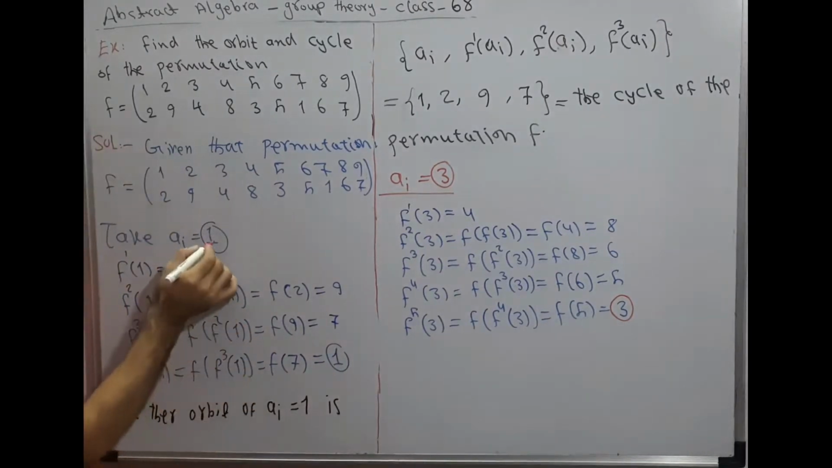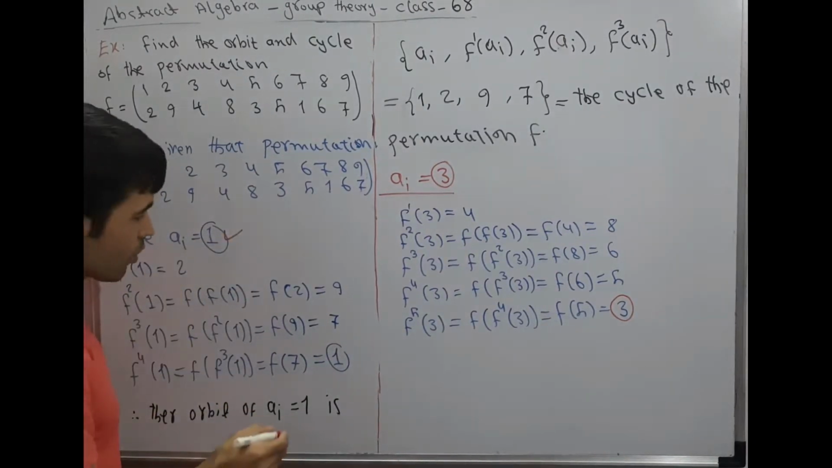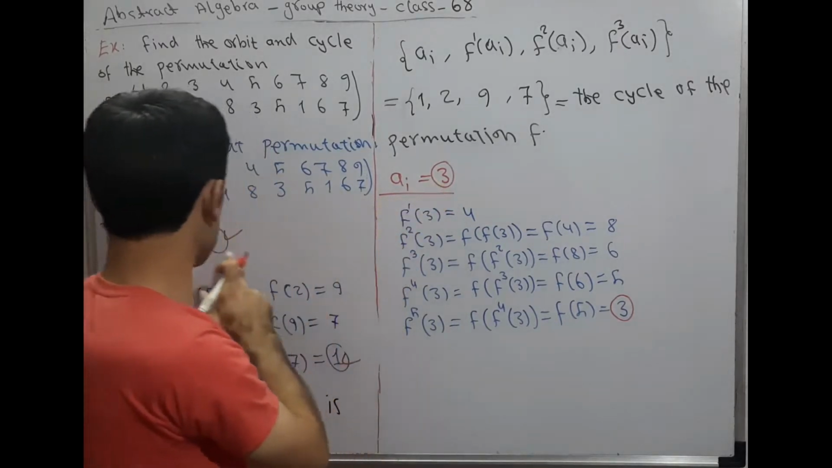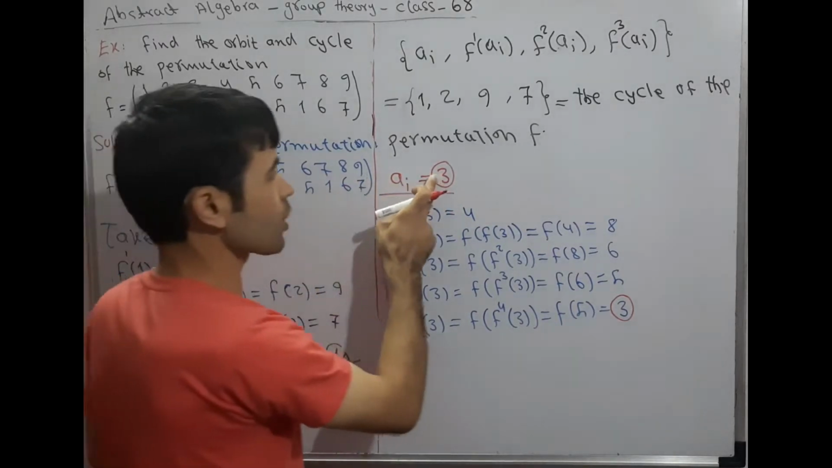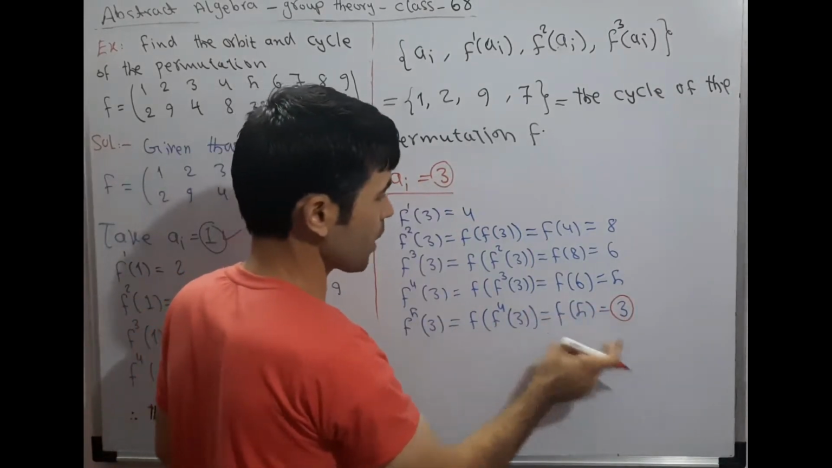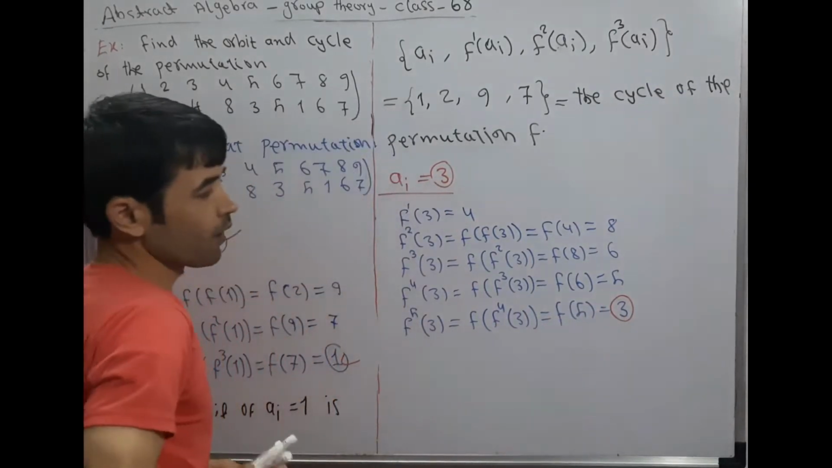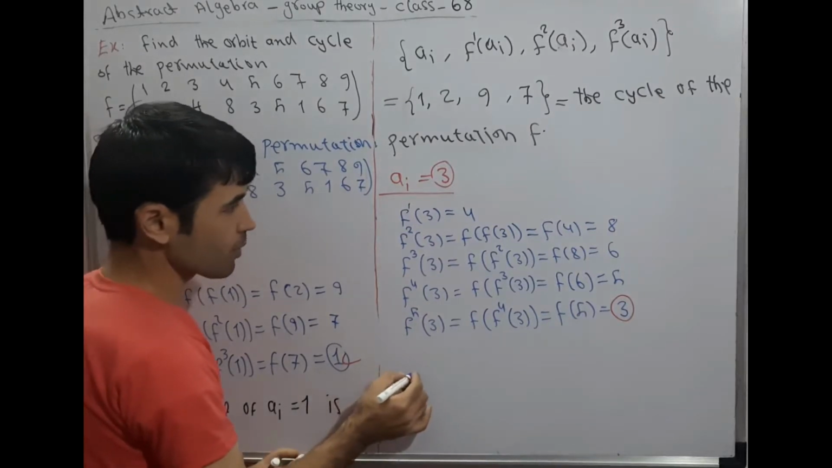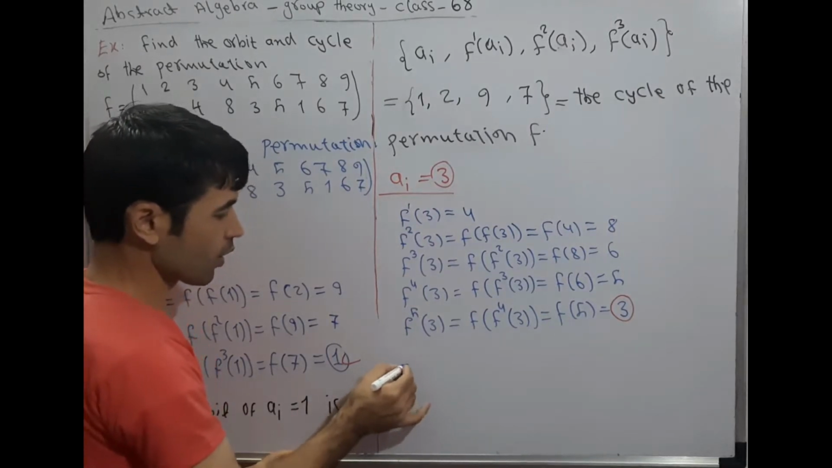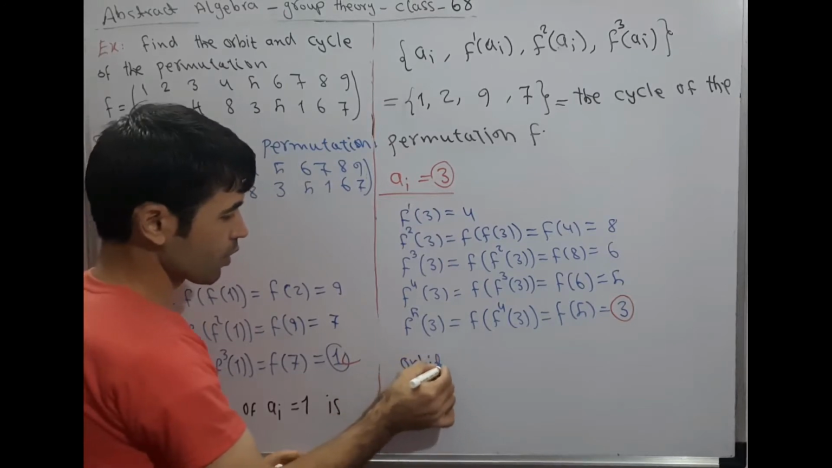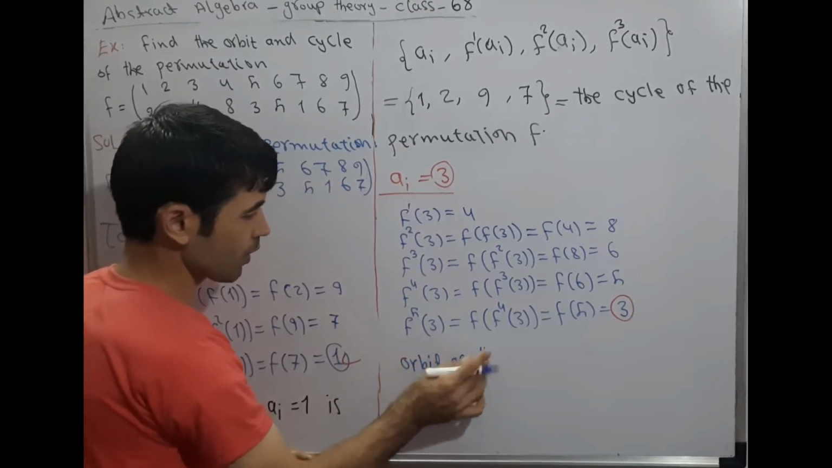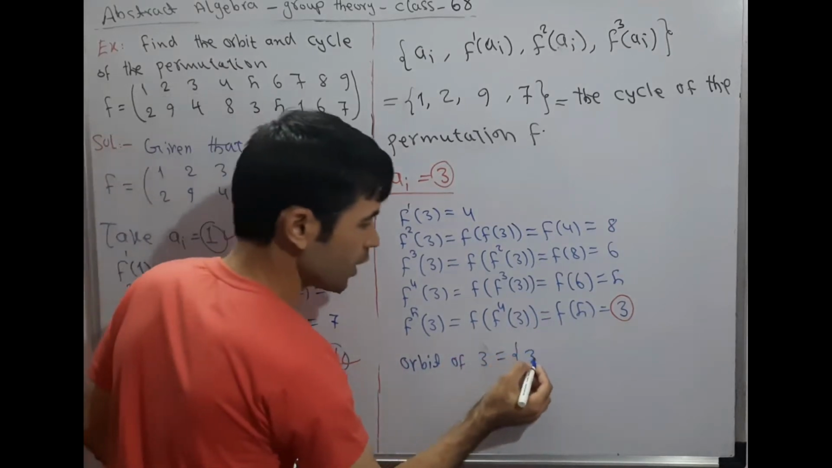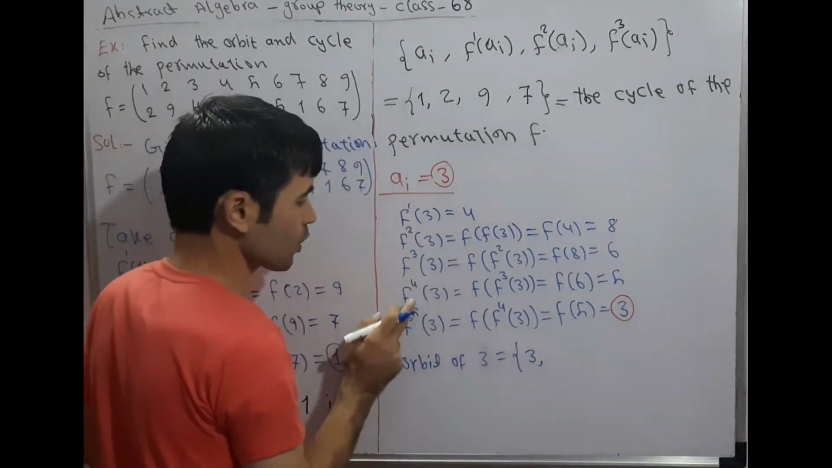In this example also, we choose a and also reach a. Here we choose 1, here we choose 3, we reach 3. Then we write the orbits. Orbit of 3 is equal to 3, f^1, f^2, f^3, f^4.